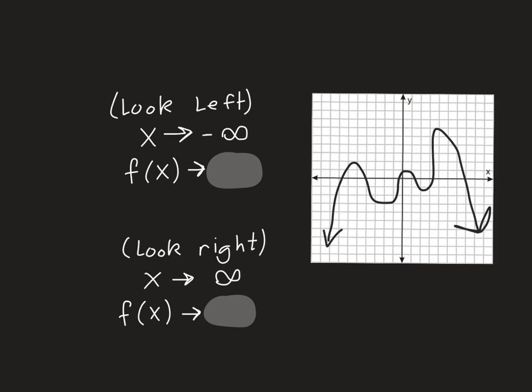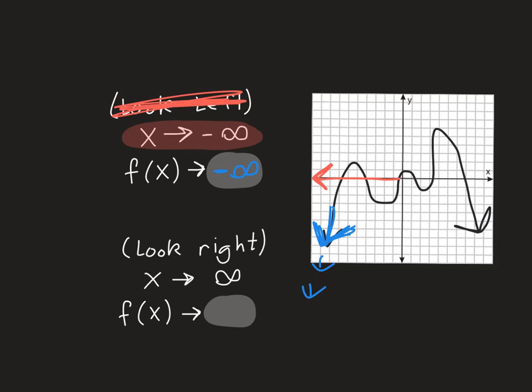Okay, another example here. And when I think look left, what we're actually saying in mathematical terms is the x values on the x-axis are approaching -infinity. So look left, look where your x's get really, really small. Then the question is, what's happening with your y values? So what's happening on the y-axis? Well, on the y-axis, my y values are getting really, really small. So they're approaching -infinity.